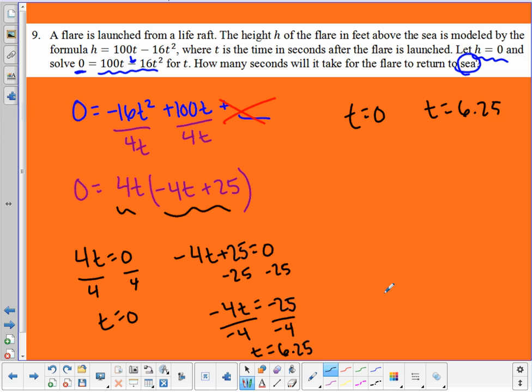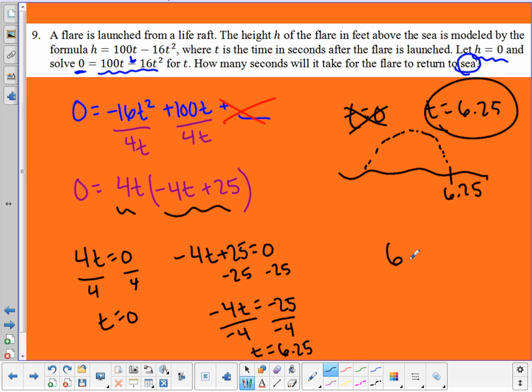Now, these are the two times that the flare was at ground level. Obviously, the t equals 0 is when it started. If time is 0, then no time has passed since we started this whole scenario. The t equaling 6.25 is after the flare goes up in the air and then returns back down to sea level. So this is the 6.25. That's the answer that we're looking for. So this is the one we want. That one's not going to help us. And your answer is 6.25. Don't forget to label it. We're talking about seconds here.